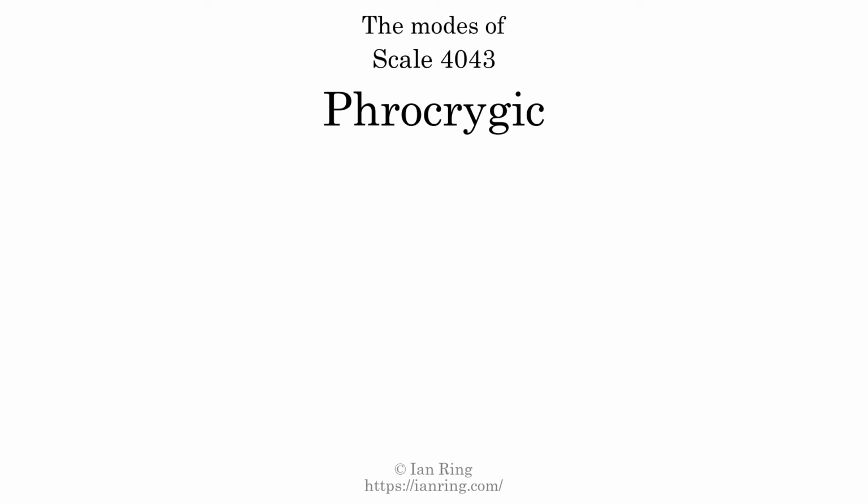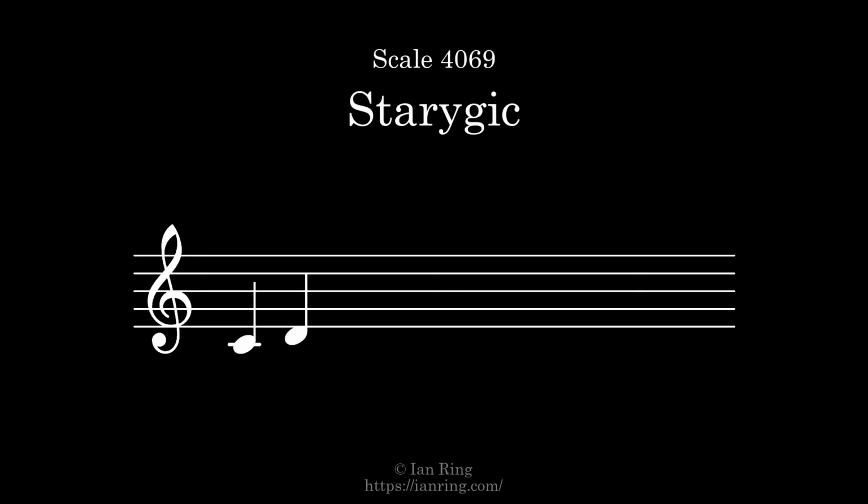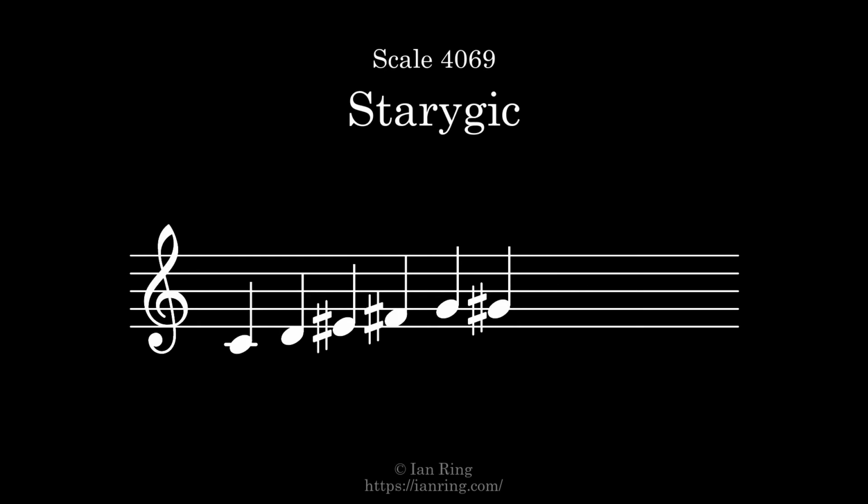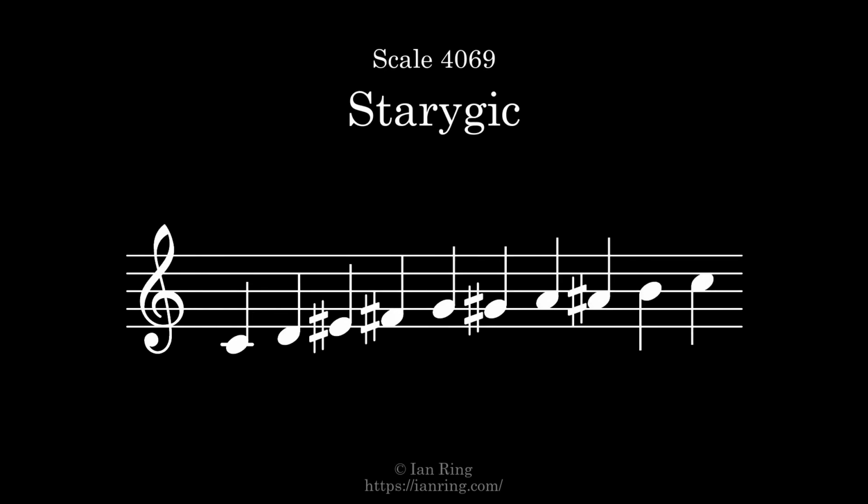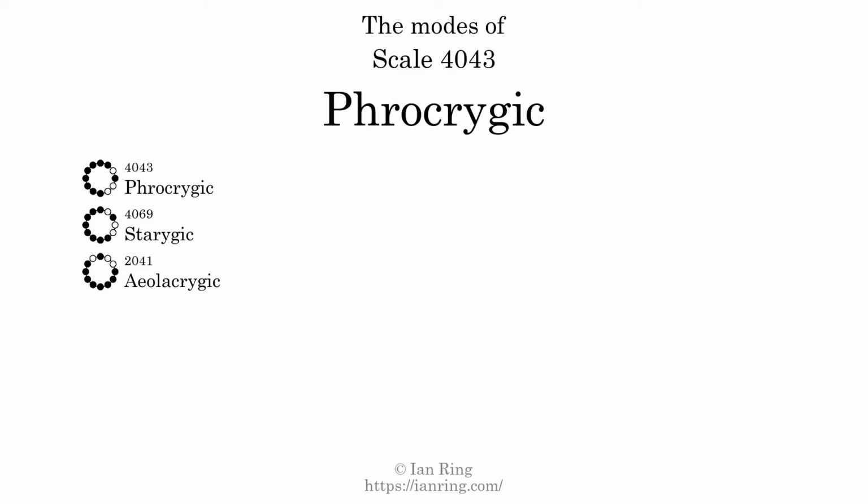This scale has 9 modes. The first mode is itself. The second mode is scale 4069, also known as Phrocrygic. It sounds like this. The third mode is scale 2041, also known as Phrocrygic. It sounds like this.